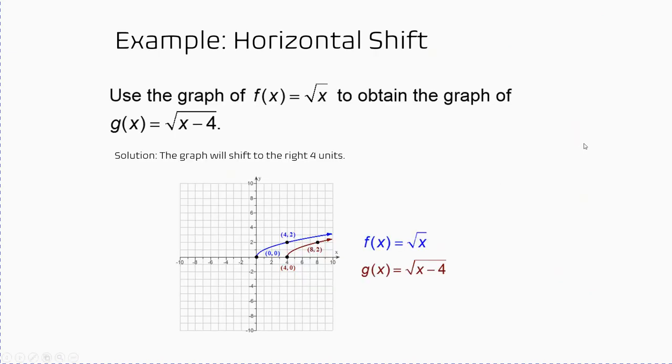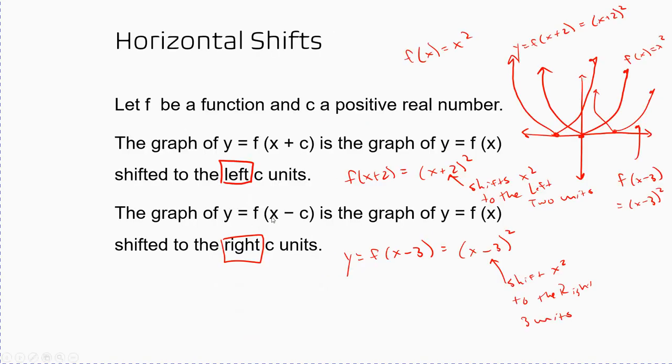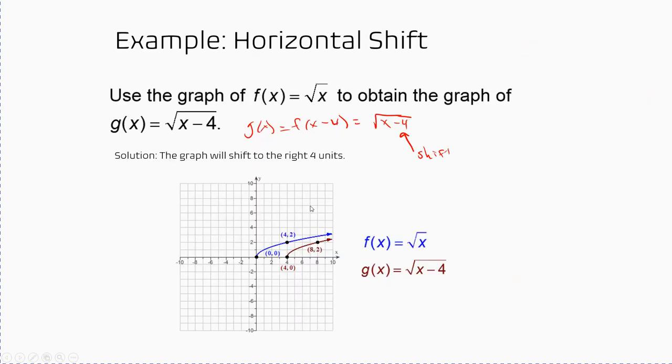So let's take a look here with the square root function. Use the graph of f of x to obtain the graph of g of x, which is the square root of x minus 4. So what g of x here is, it's the same thing as f of x, but instead of x, it's x minus 4. So you have the minus underneath the square root. So this minus 4 underneath the square root tells me to shift, now going back, x minus c here, to the right 4 units.